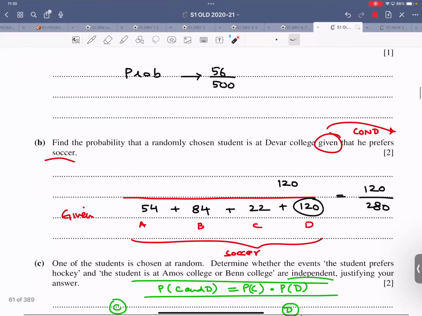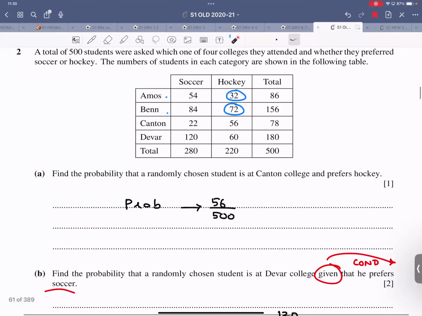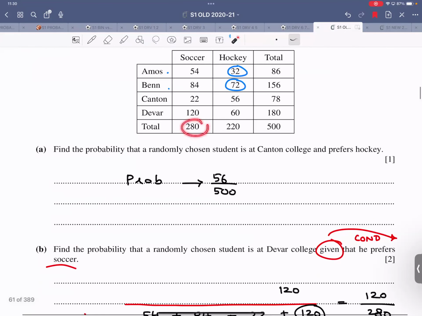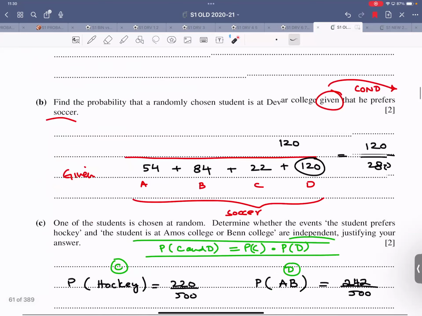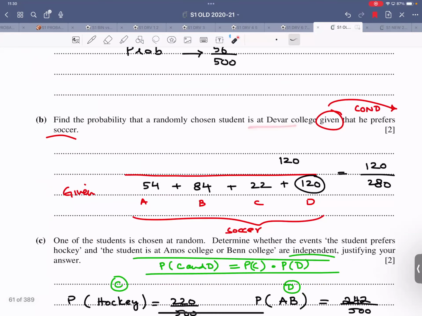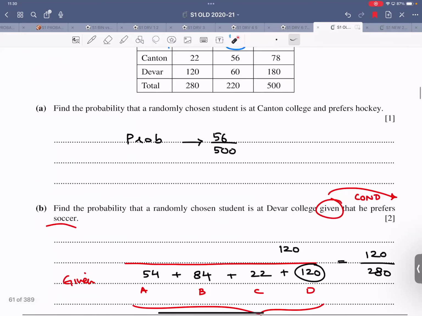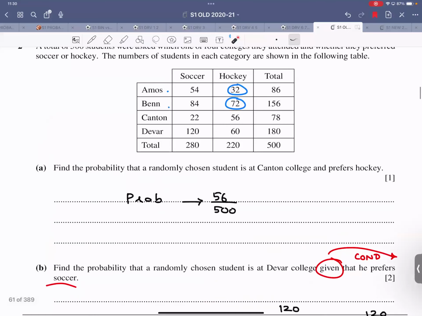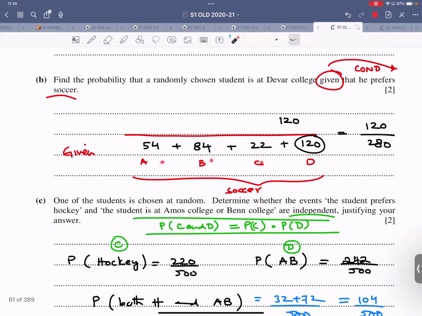The next thing. Find the probability that the randomly chosen student is at D college given that he prefers soccer. Given is the condition. The condition is he prefers soccer. So preferring soccer is 280. And it says he is studying at D College. So I just chose 280 directly. Technically, 280 is the sum of all these 4. So deliberately, in order to make you understand, I've written all these 4 things.